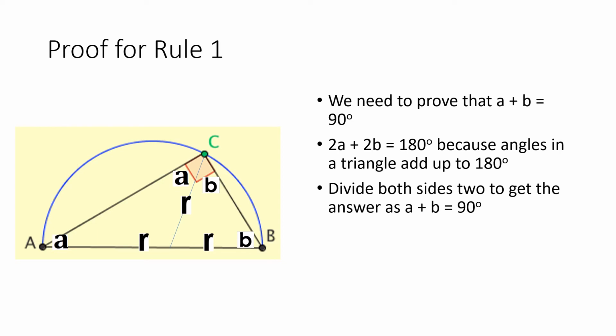And so 2A and 2B will have to add up to 180 degrees because angles in a triangle add up to 180 degrees. So then if you want to get A plus B is 90, we just have to divide both sides by 2 to get A plus B equals 90.